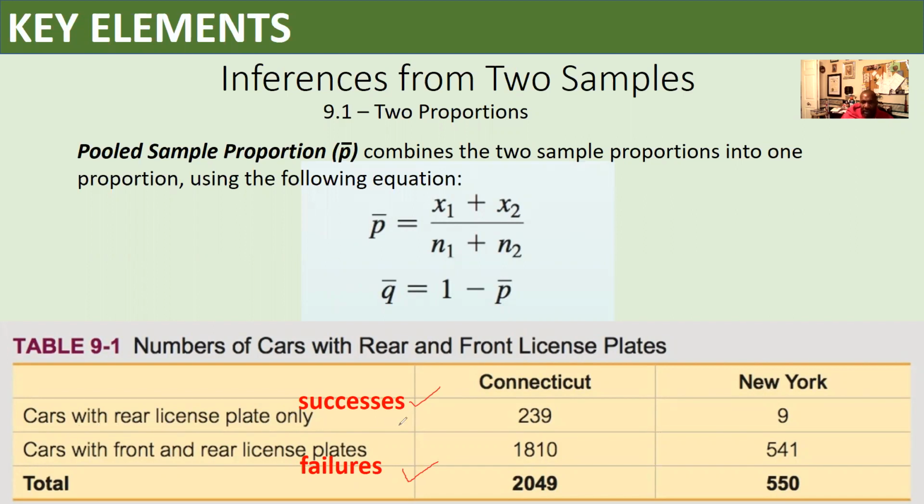Now, what would be our X of 1? Our X of 1 would more than likely be Connecticut, and our X of 2, or our second sample, would be New York. Our first sample and our second sample information is indicated right here.